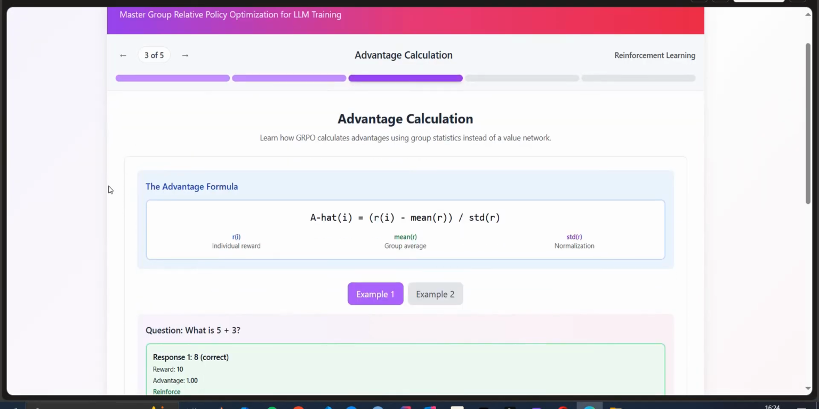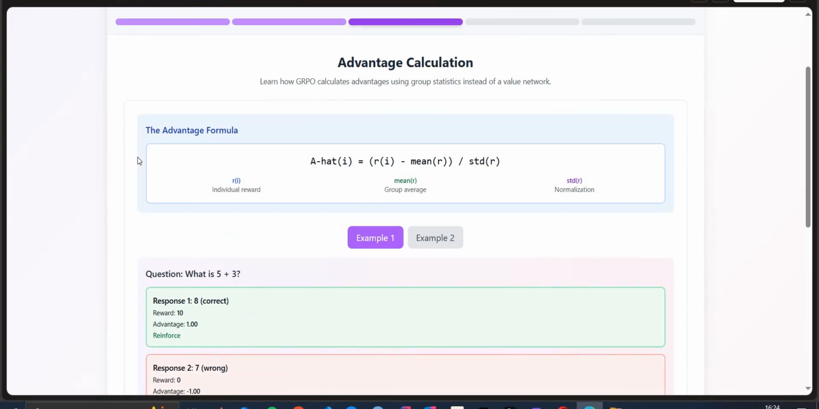And the advantage calculation is here. Let's look at this. GRPO defines it as A hat of i equals r of i minus mean of r, divided by standard deviation of r. What this means is for each response we take its reward, subtract the average reward across the group, and then normalize it by the standard deviation. That normalization ensures that the scale of rewards doesn't dominate learning.